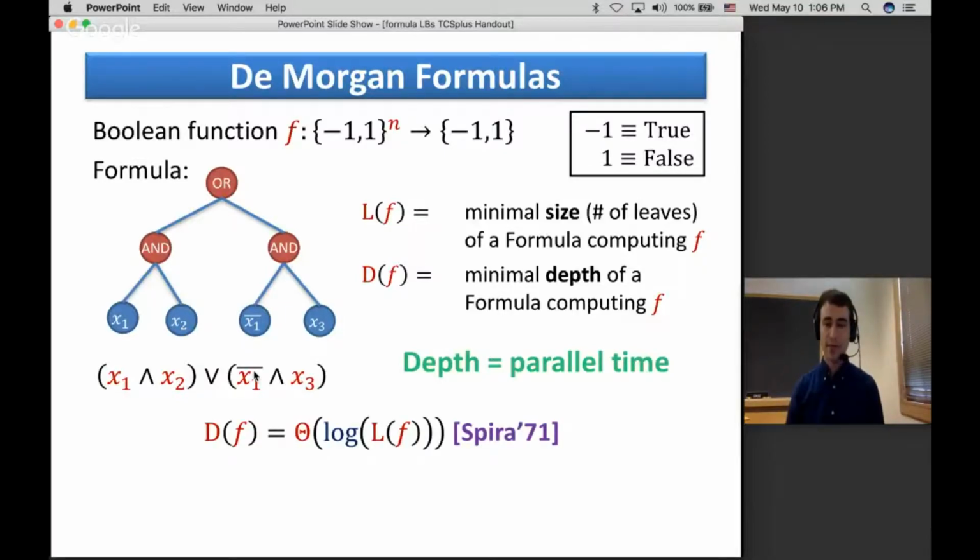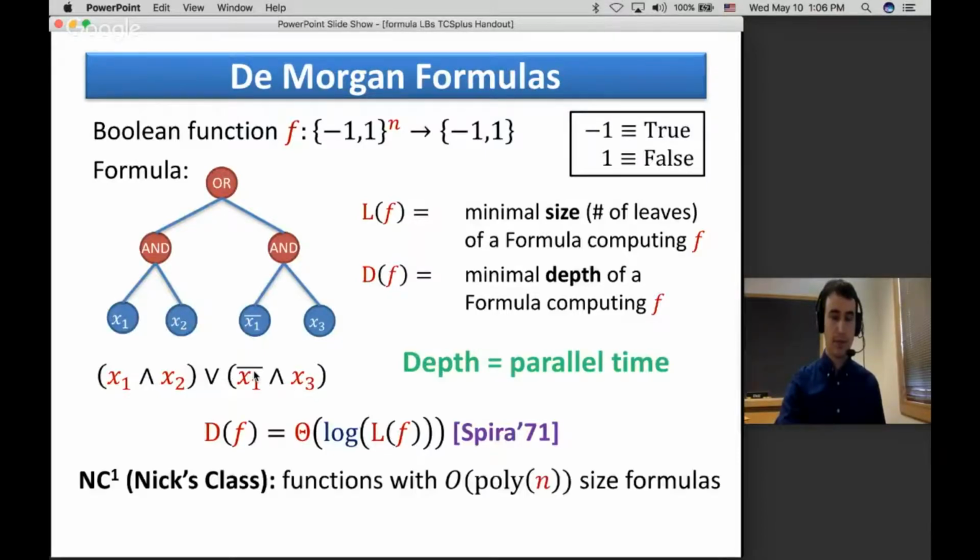A result from the 70s showed that we have a very intimate relation between the depth and the size. So the optimal depth for a given function is, up to a constant, log of the optimal size that we have. So really, if you want to understand one, it's the same as understanding the other via this connection. So we will focus in this talk on the formula size, but recall that the depth is logarithmic in it. This is not true for any formula, it's just true that there exists a very shallow formula if there exists a very small formula. Okay, so this is the connection.